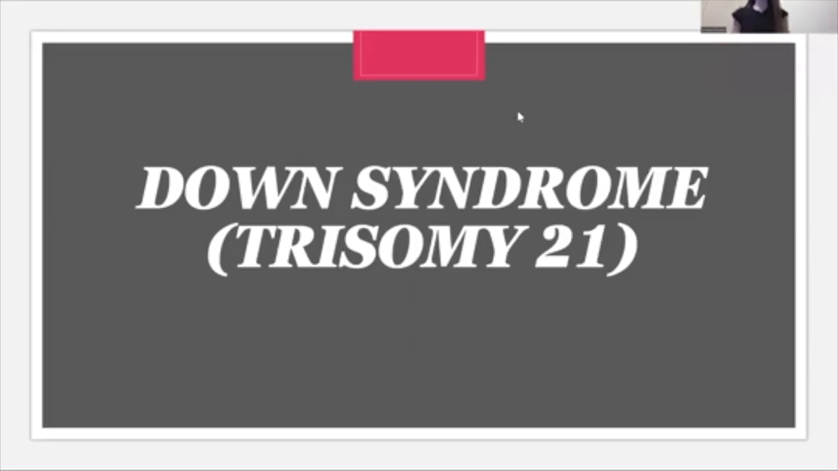Now we're going to go ahead and start talking about Down syndrome. Another name for the condition of Down syndrome is trisomy 21, meaning that you have 3 copies of 21. Remember that the word somy is talking about aneuploidy. Let's go ahead and get started.